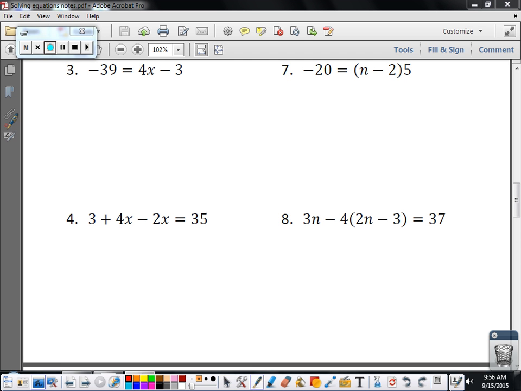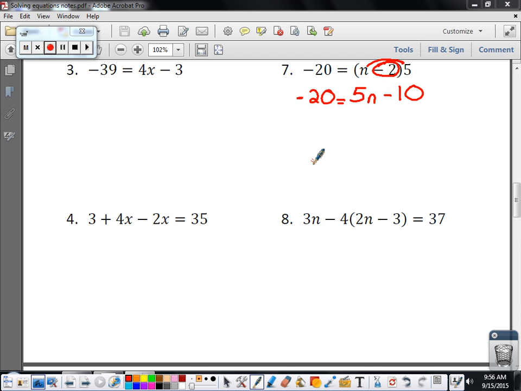Almost done. What is the first thing I'm going to do, though? Distribute the 5. But I kind of do it backwards. Same thing, though, right? So what's 5 times n? 5n. And what's 5 times negative 2? Negative 10. Bring down the negative 20. Yes? Now what, guys?